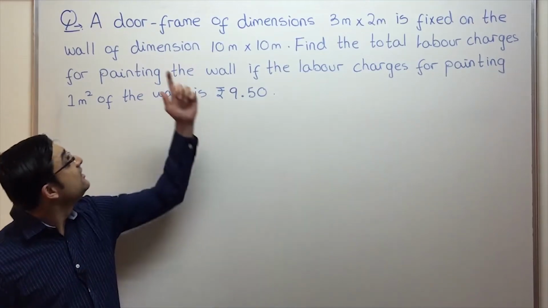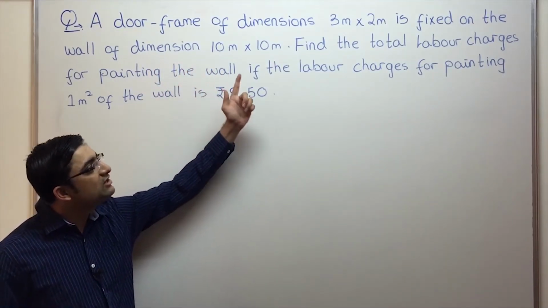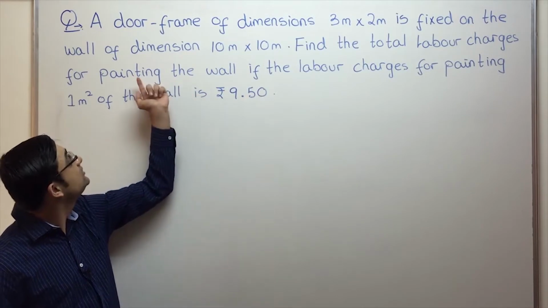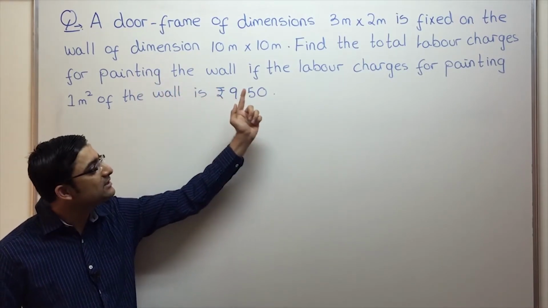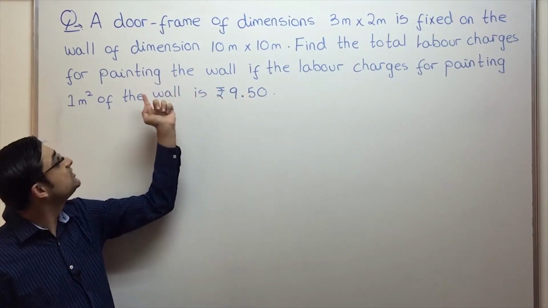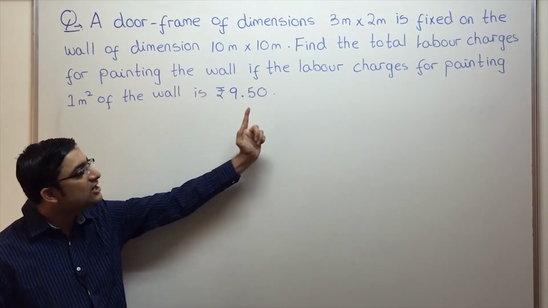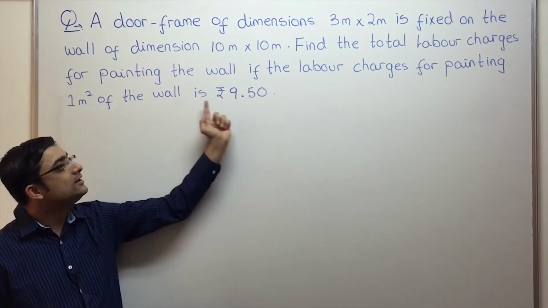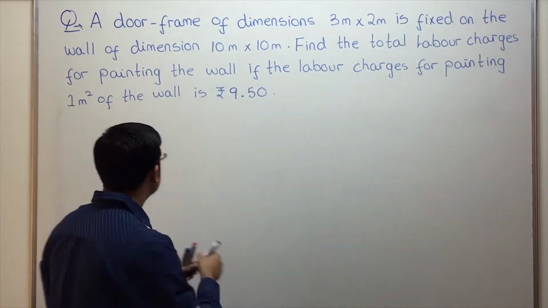So let's read the question. A door frame of dimensions 3 meters by 2 meters is fixed on the wall of dimensions 10 meters by 10 meters. Find the total labor charges for painting the wall if the labor charges for painting 1 square meter of the wall is rupees 9.5. So let's begin.